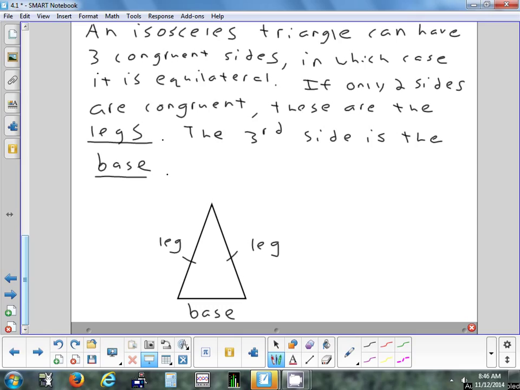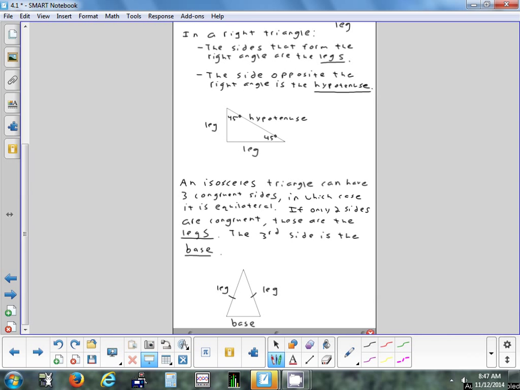Okay, so here's an isosceles triangle. The two congruent sides are the legs, and the bottom side is the base. What do you call the three points of the triangle? Those are the vertices. Yep. And one of them individually is called a vertex. Good. Any questions on that? All right.